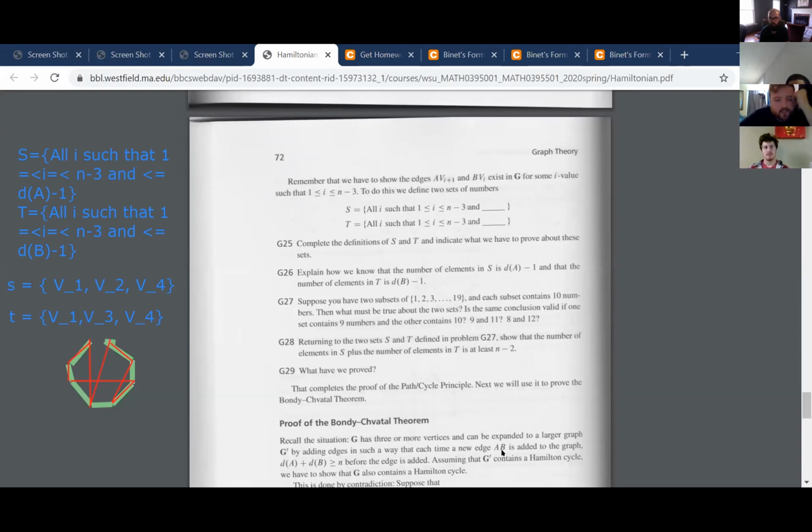So, G27. I'm reading what you got here. We just got over discussing that. So all I such that 1 is less than or equal to I is less than or equal to n minus 3, and it needs to have the correct amount of degrees. There's a certain amount of degrees that A has, but we're ignoring the first one that it's adjacent to. So it's the number of degrees it has minus 1. And then the same thing for B. So those little fill in the blanks for S and T, those are the fill in the blanks for us.